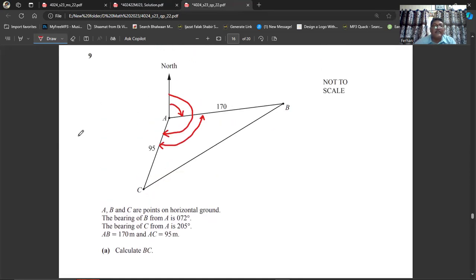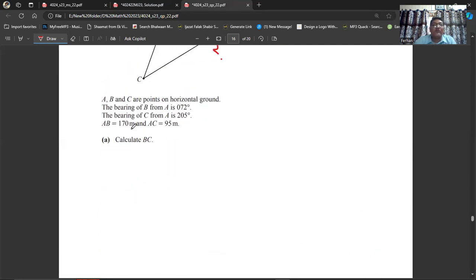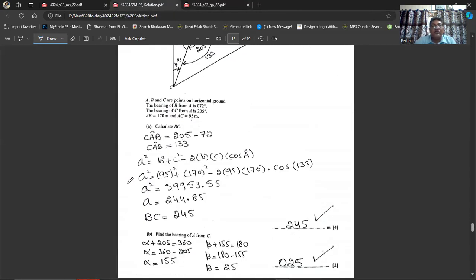Their question is calculate the BC. Get this angle, and how will you find the BC? If you know these two sides and you know the included angle between them, you can apply the law of cosine, the cosine rule, and you can find the side BC very easily. It's a 4-mark question. So let me show you.